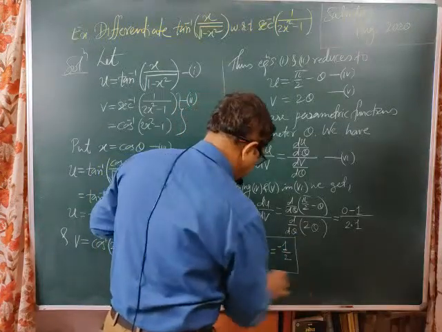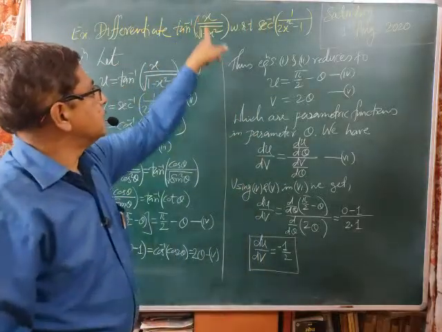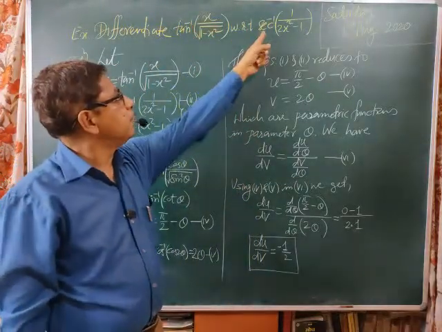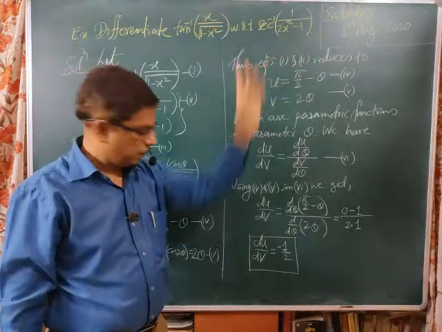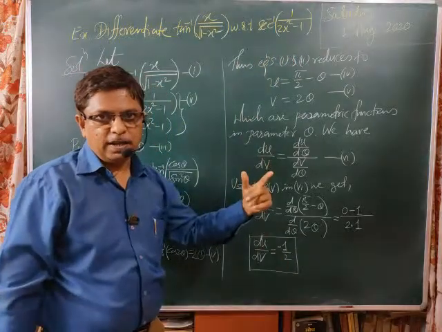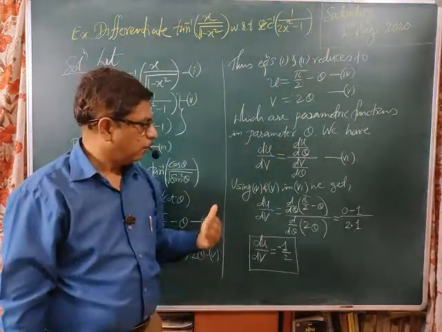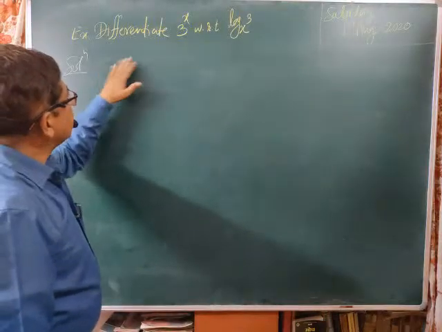So derivative of tan inverse x upon root of 1 minus x square with respect to sec inverse 1 upon 2x square minus 1 is minus half. So that's it for this example. Now we'll go for the next example.